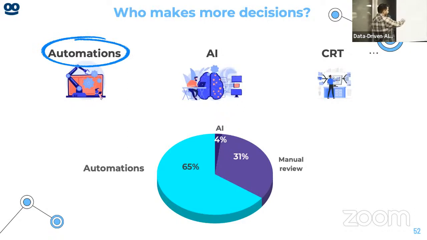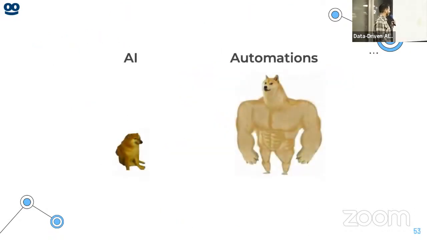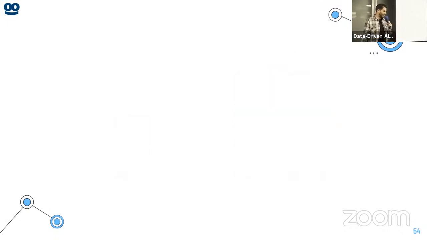And if we compare AI and automations together, we can see that automations are 15 times more impactful than AI. It's a bit anticlimactic in an AI meetup. I know maybe it's not the smartest decision to show it here, but we think that we can all get along. And automations are not that powerful, because they have some downfalls.